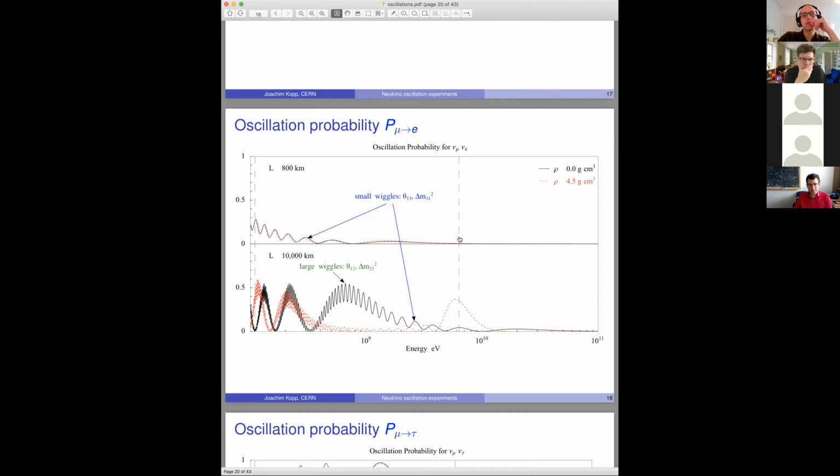Note that in principle, this resonance is also present in the top plot, right? The energy at which the resonance happens is independent of the baseline. However, in the top plot, the oscillation simply did not have time to develop yet. So even though there would be a maximal oscillation amplitude here, if the oscillation phase is still too small, you still don't see oscillations.